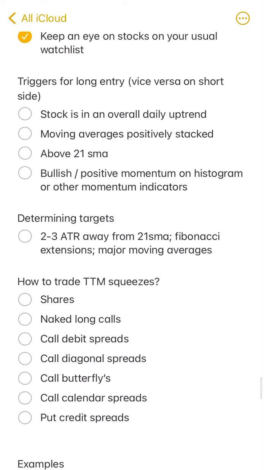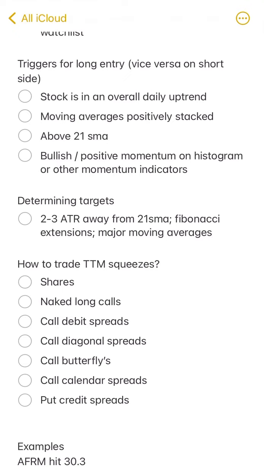So what are your triggers for long entry, or triggers for short entry, vice versa, on these bullet points, right? So triggers for long entry: the stock has to be in an overall daily uptrend, right? If you're going to take long on a squeeze, especially before it fires. And then also the moving averages need to be positively stacked, right? So what do I mean by that? That means that the 8 EMA is above the 21 SMA, which is above the 50 SMA, which is above the 200 SMA, okay?